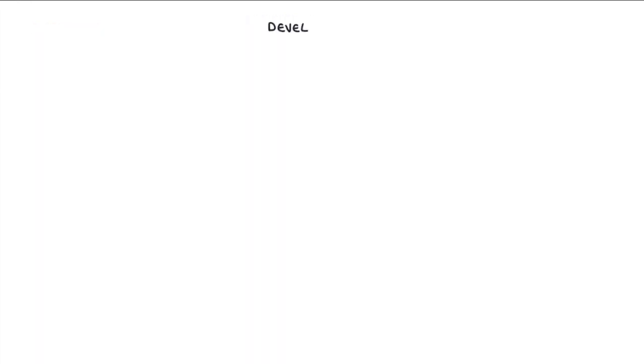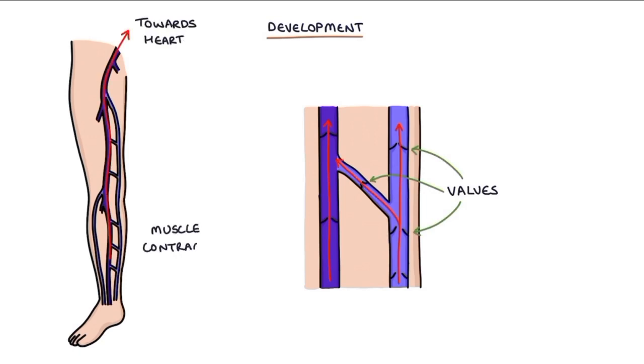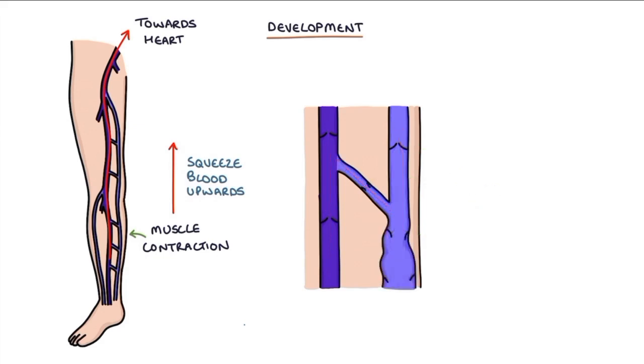Let's talk about the development of varicose veins. Veins contain valves that only allow blood to flow in one direction, towards the heart. In the legs, as the muscles contract, they squeeze blood upwards against gravity. The valves prevent gravity from pulling the blood back down into the feet. When the valves become incompetent, the blood is drawn downwards by gravity and pools in the veins and the feet.